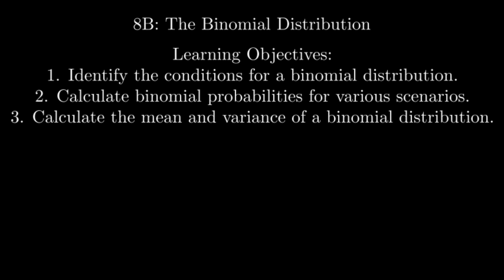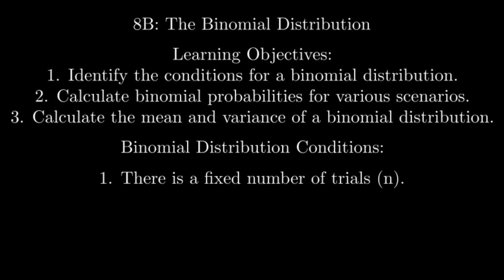So what is it? The binomial distribution is a specific type of discrete probability distribution. It's incredibly useful because it models many real-world situations that have a certain structure. For a random variable to follow a binomial distribution, 4 specific conditions must be met. Let's go through them one by one.